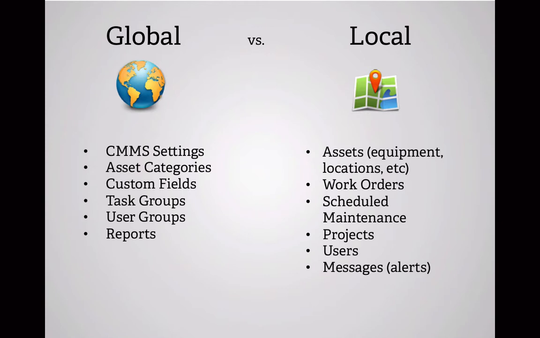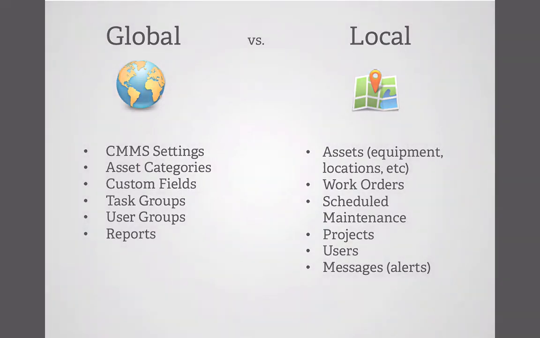Localized items, also known as site-specific items, are basically assets, and then the things that are tied to those assets. So assets are site-specific. The site they're tied to determines who has access to them. Work orders and scheduled maintenance are essentially tied to an asset, which are then tied to a site. Users are assigned to one or more sites, which then determines which assets and work orders they have access to. Messages and notifications are also site-specific. If I have a work order in Boston and I assign the technicians group to it, only technicians who are also assigned to Boston will receive notifications for that work order.